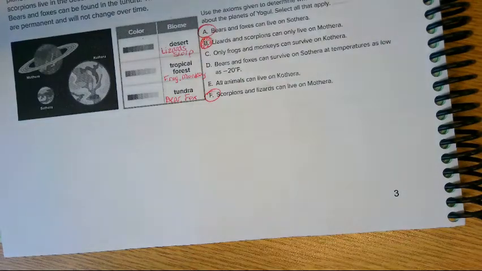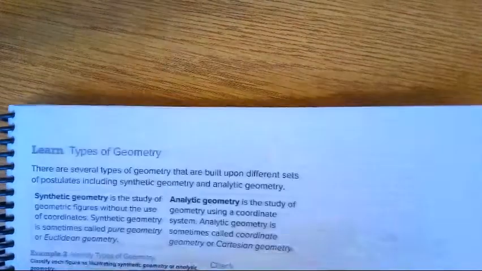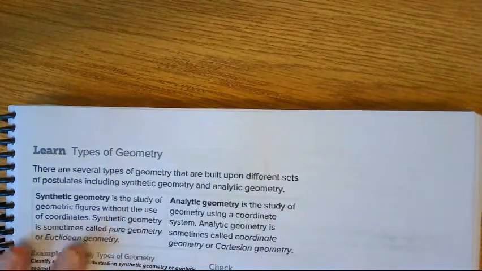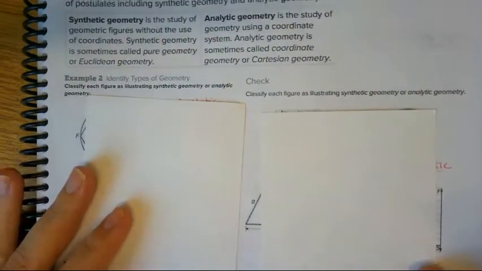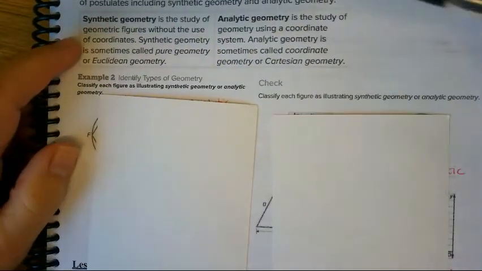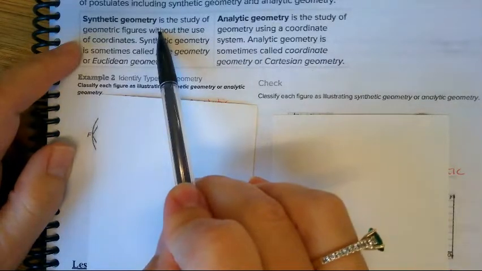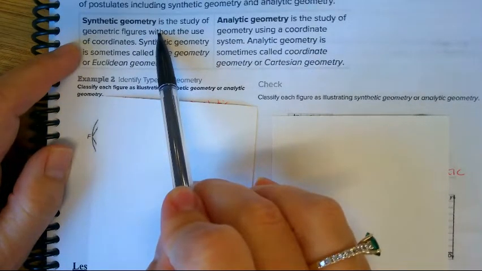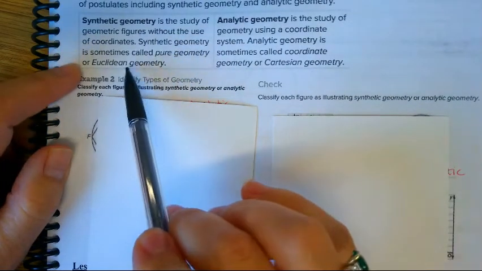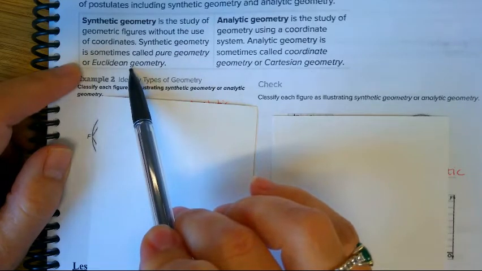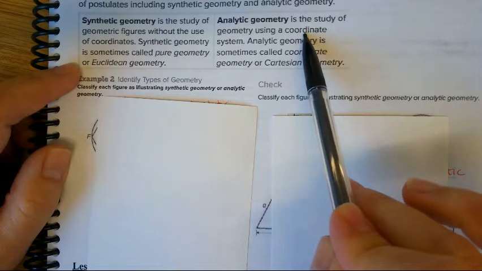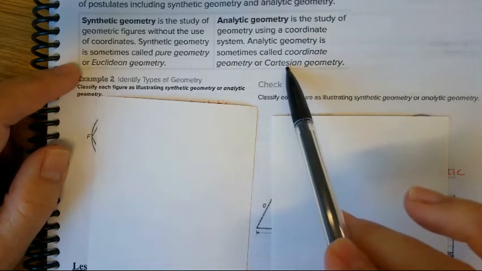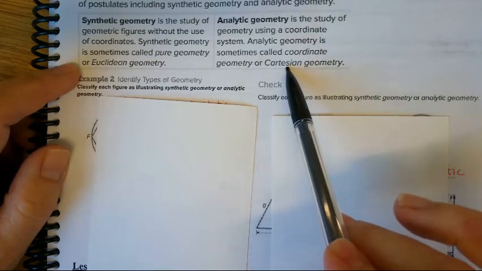Okay, so the second part of this section is you being able to determine if I have synthetic or analytic geometry. Synthetic geometry is where you are studying geometric figures without the use of coordinates. So anything that doesn't have that coordinate plane. Sometimes we also consider that as Euclidean geometry. Analytic geometry is when we will have that coordinate plane on there, and that's sometimes referred to as Cartesian geometry.